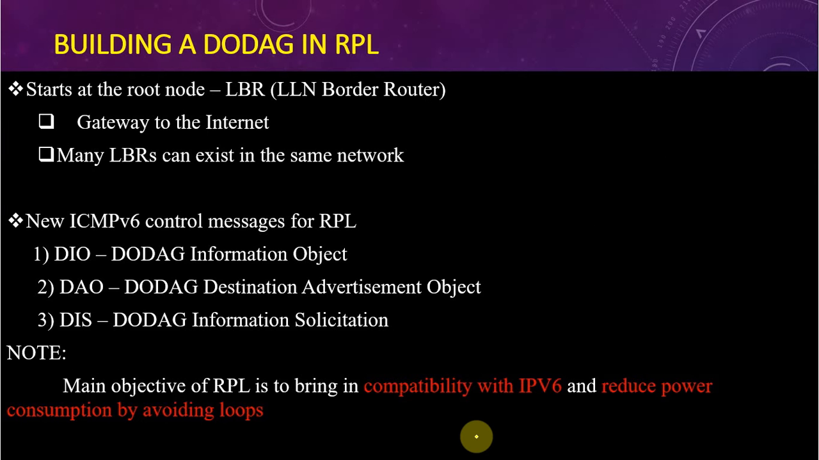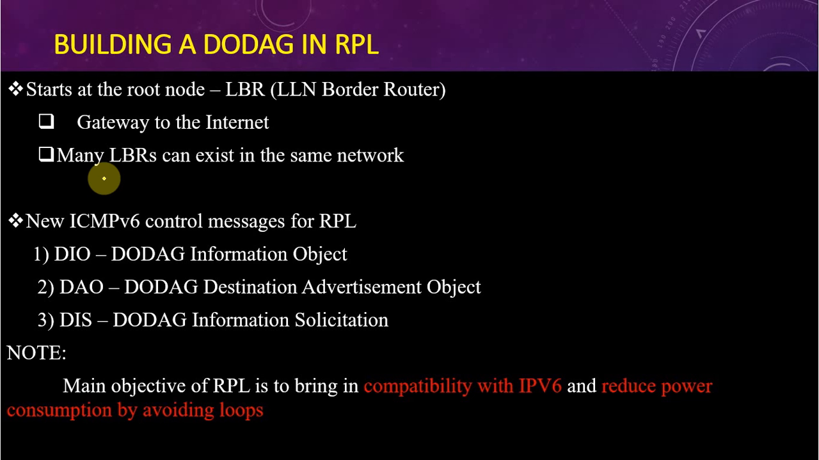Then, how to build a DODAG in RPL. The procedure starts at the root node, that is the LBR, basically called the low power lossy network border router, which is connected to the gateway, or to the internet. Many LBRs can exist in the same network. A single node cannot handle all the data, so we put many gateways in a network so that the data is easily transferred to the internet.